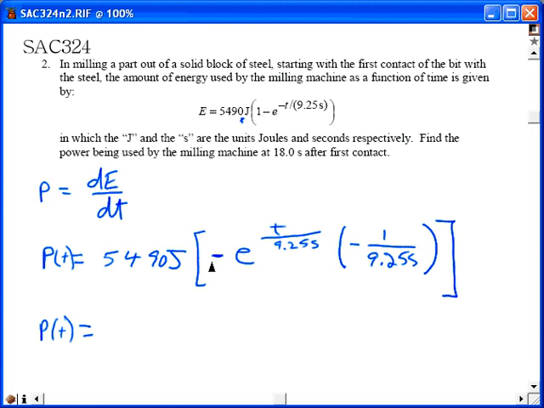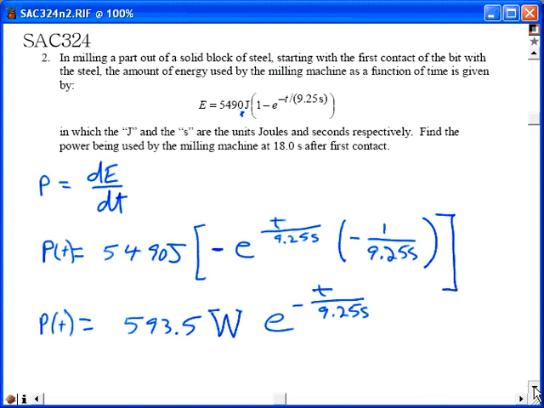Multiply, I got a minus times a minus gives me a plus, and then the 1 over 9.25 seconds can be multiplied by the 5,490 joules. I get for power as a function of time 593.5, and that'll be joules per second, which is a watt. So 593.5 watts times e to the minus t over 9.25 seconds.